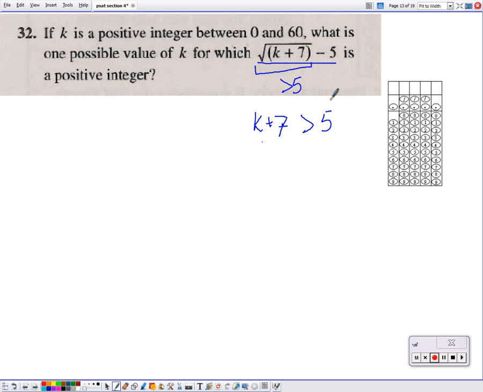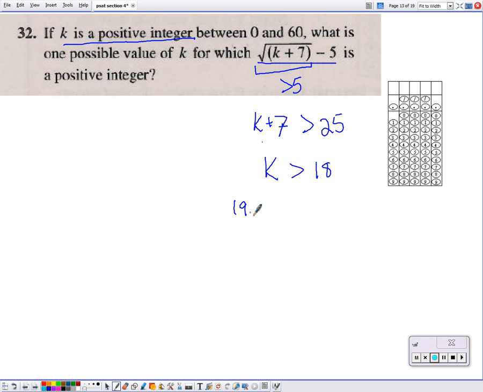Oop, wait a minute, let me back this up. This needs to be bigger than 5, so this needs to be bigger than 25. That wouldn't work. We need this to be bigger than 25. So what we're going to do is if we subtract 7 from both sides, we would get k has to be greater than or equal to, well, 25 minus 7 is 18. So let me show you what I mean. So if I put, and k has to be a positive integer, so I can't put 18 here. It's got to be something bigger than 18.